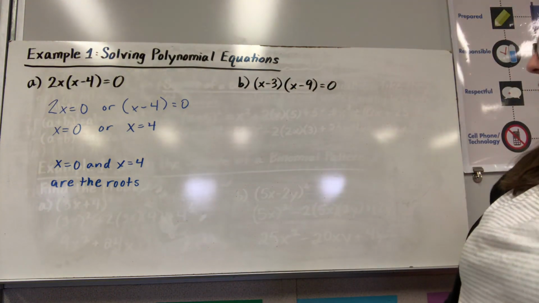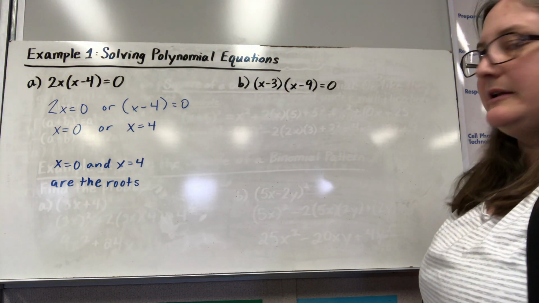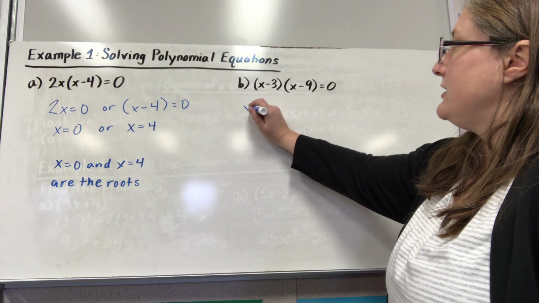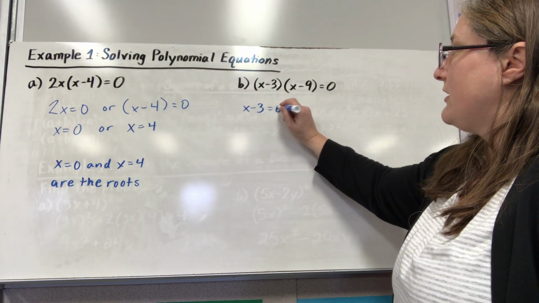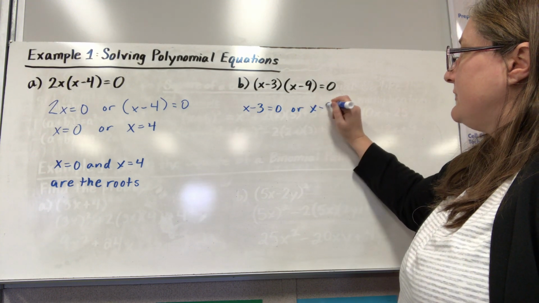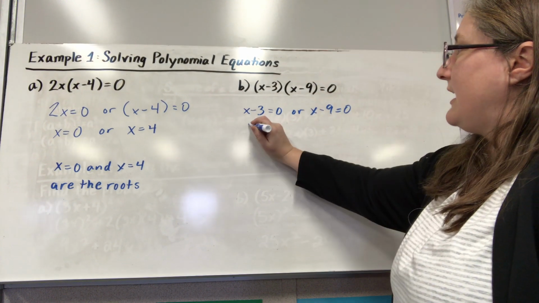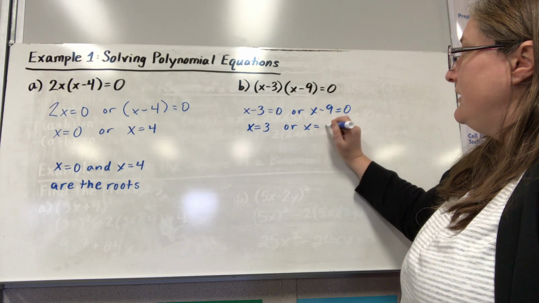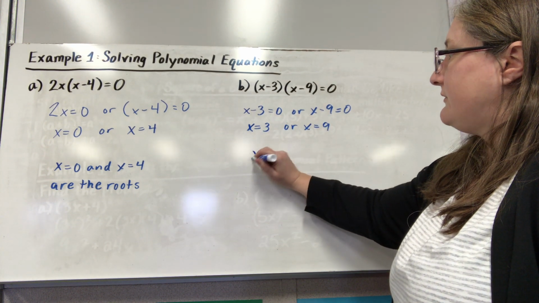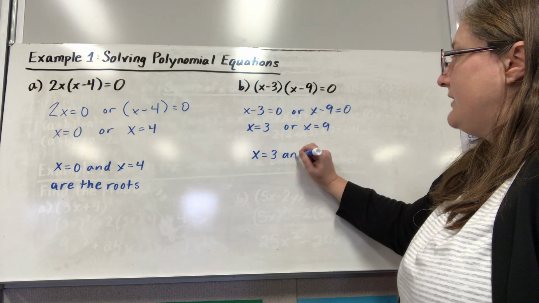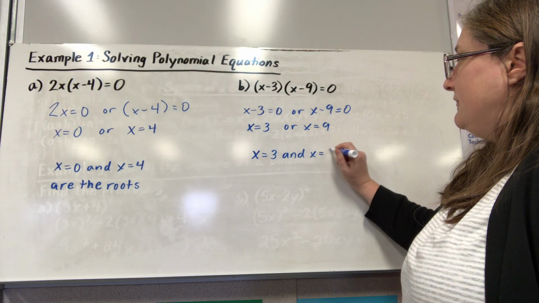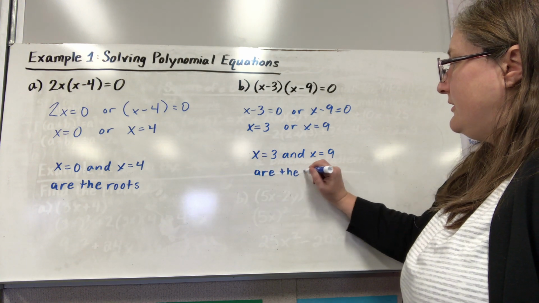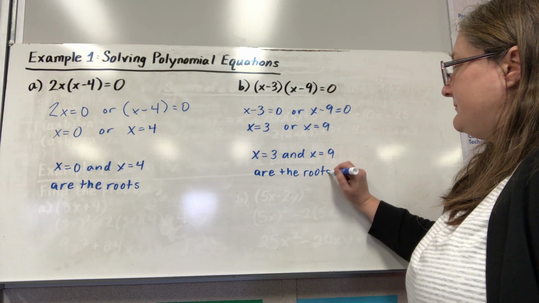So let's take a look at this one. We've got x minus 3 and x minus 9 equals 0. So if I'm going to get this answer of 0, either x minus 3 must equal 0 or x minus 9 must equal 0, which means x is either 3 or x equals 9. So x equals 3 and x equals 9 are the roots for this polynomial. There are potential solutions.